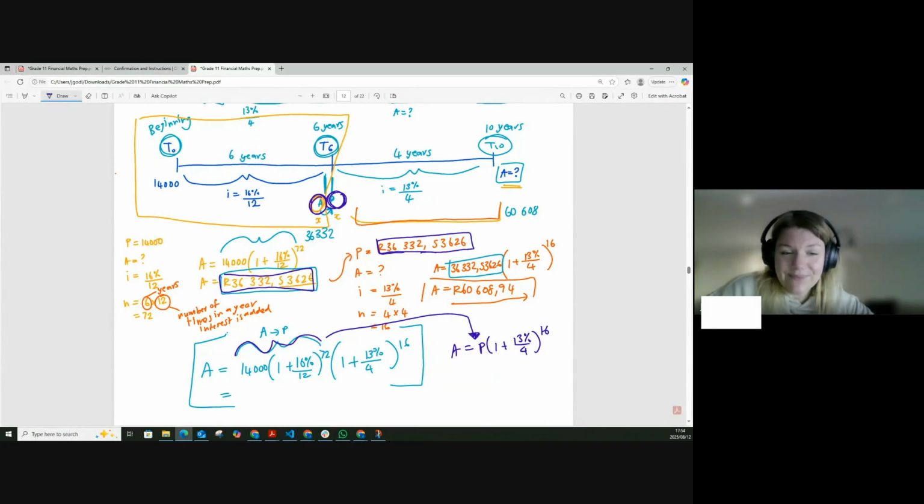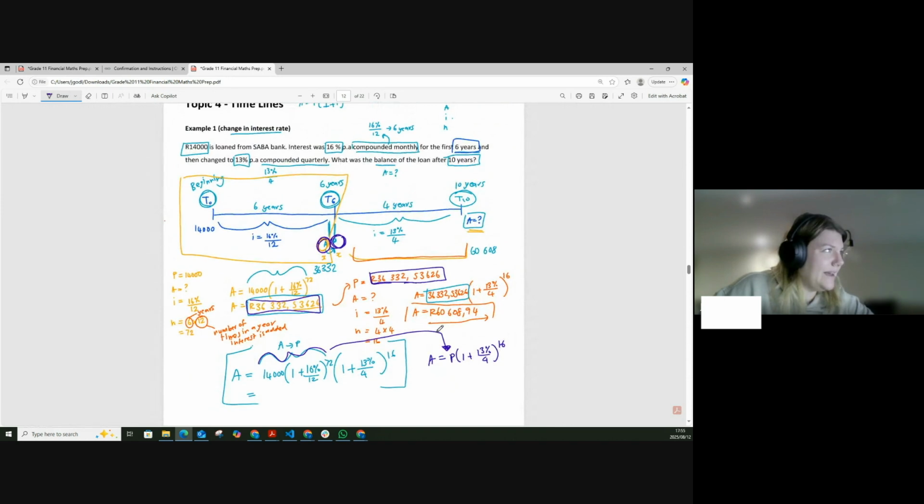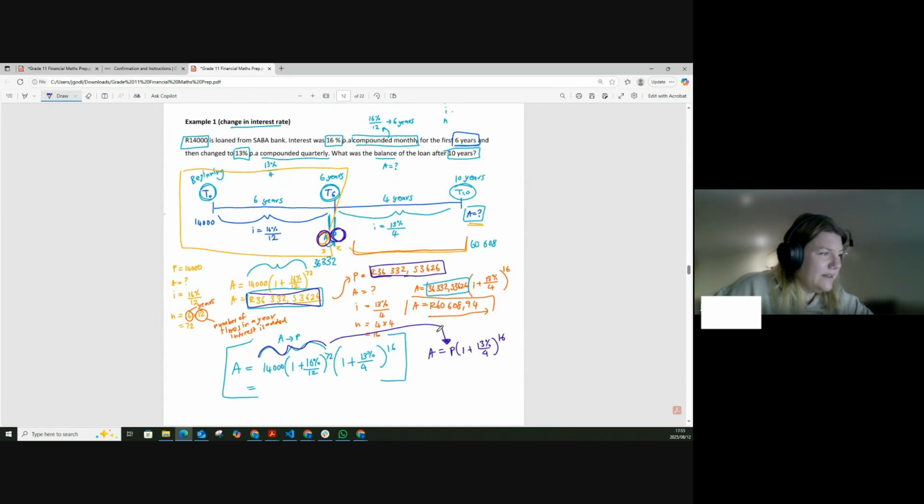Oh, exactly. It does work wonders. You see, I tell you good things. And then you only have to put it into your calculator once. You're less likely to make a mistake. Okay, I'm going to zoom out so you can take a screenshot if you would like one. It's a bit messy, but you can if you want to.